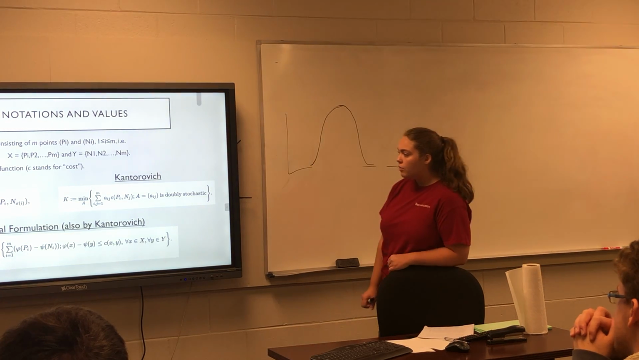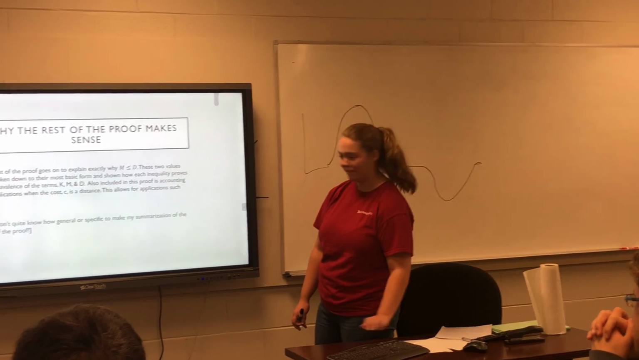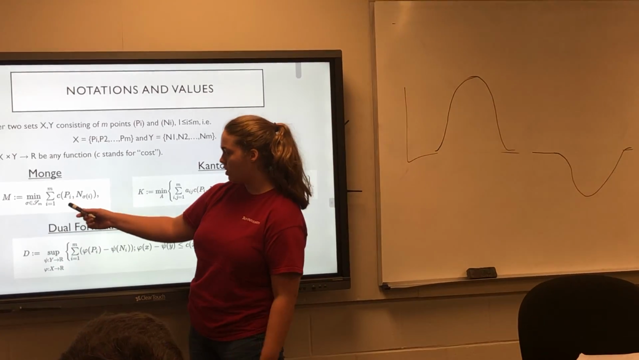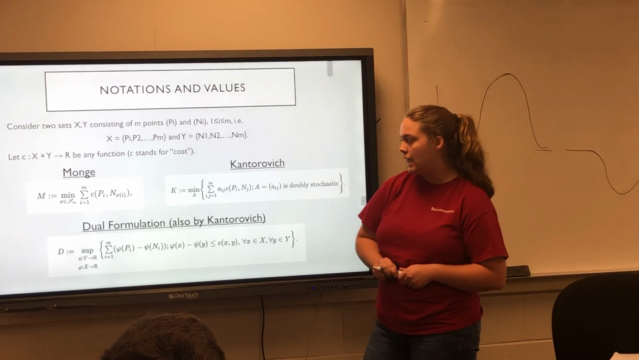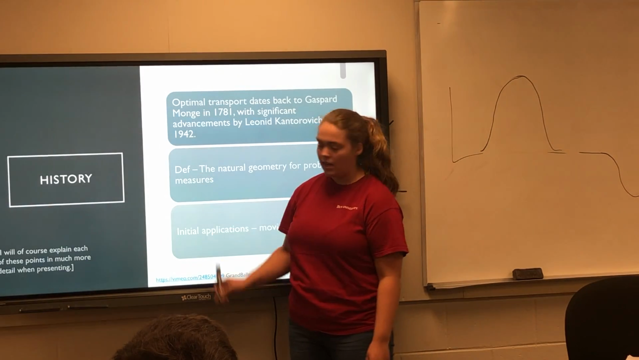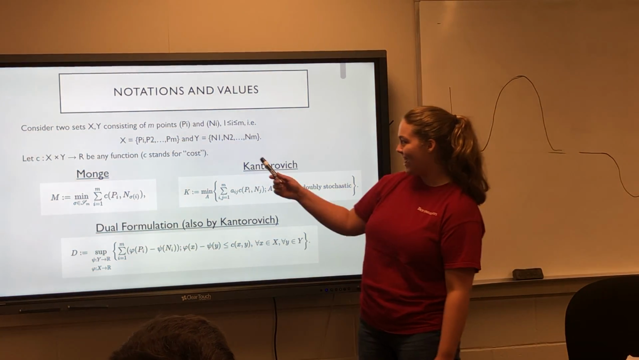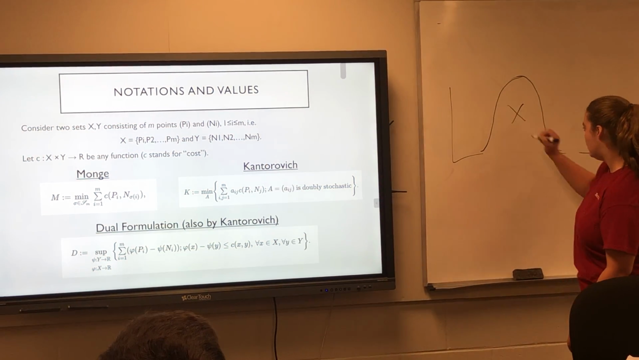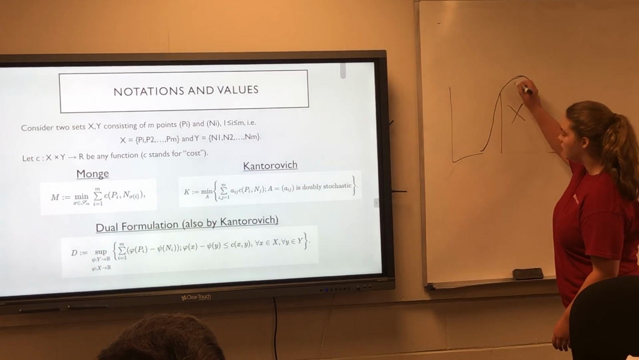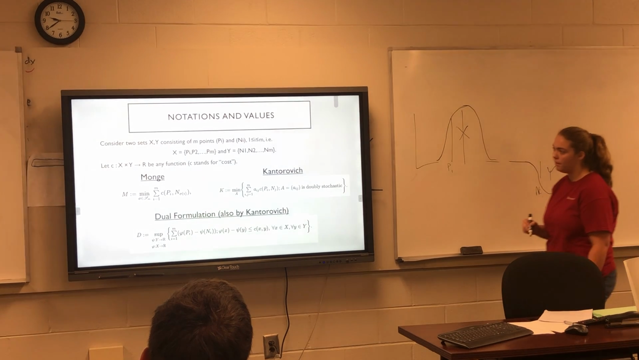In Monge's equation right here, we have basic values. The cost is c, the cost of transporting from p_i to n_sigma(i). Up here it defines p_i and n_i. X contains all the p_i, so this right here is X, and this is Y. To define each of these, we have points here. For example, this is p_i, and we have to transport it to n_i, okay?